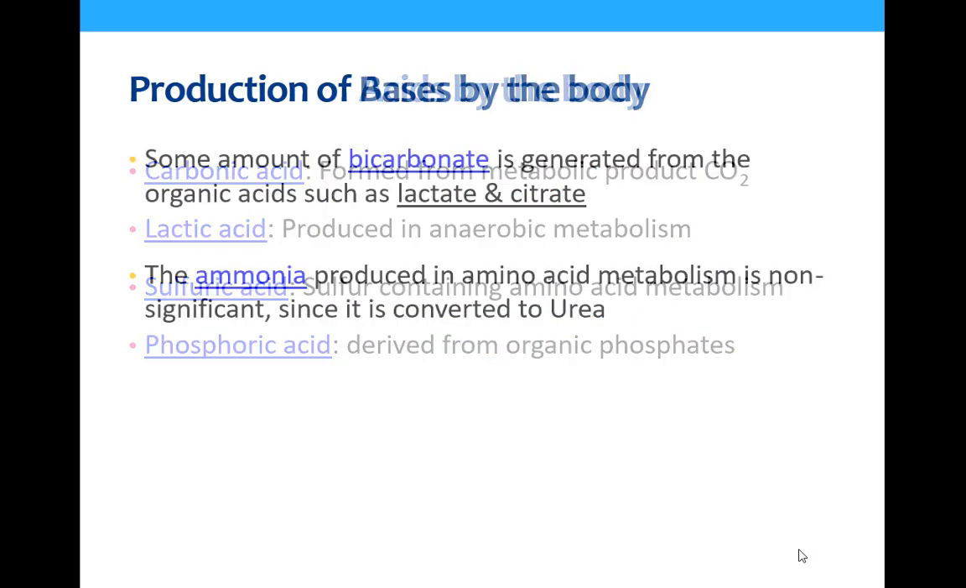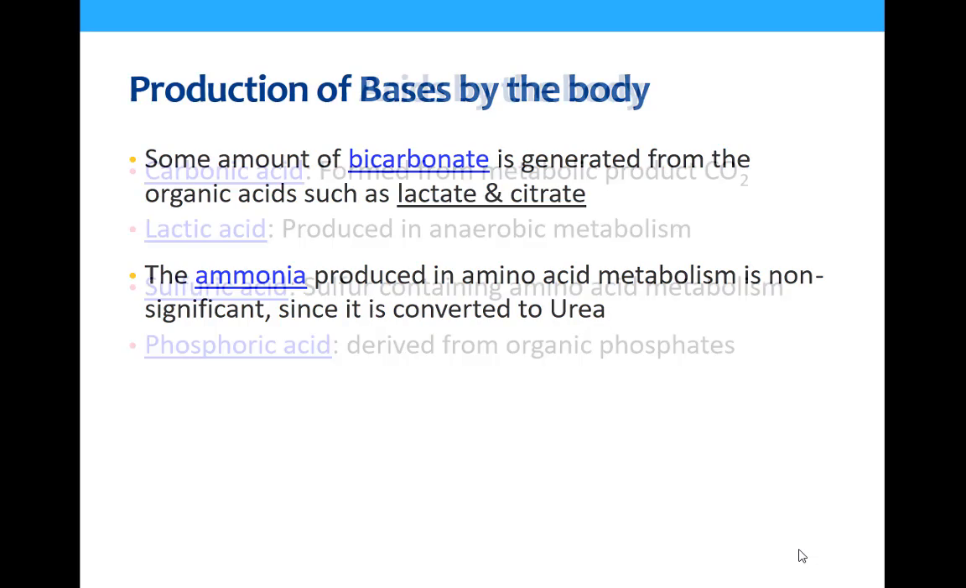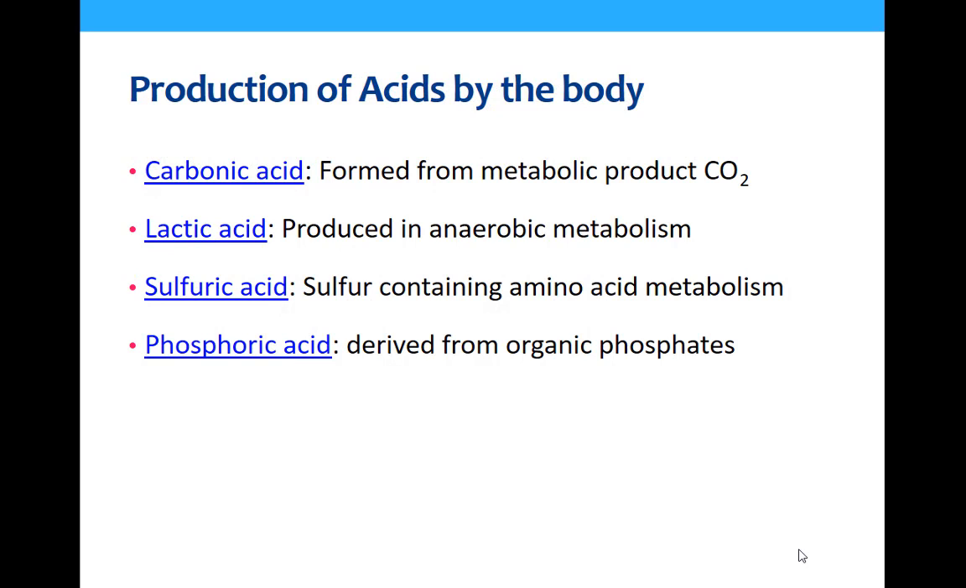Okay. There are also some bases, or alkalis, which are produced in the body. A small amount of bicarbonate, okay. Ammonia, which is produced by amino acid metabolism, is non-significant because it is quickly converted to urea. So as you can see here, basically our body is always living under the threat of acids rather than alkalis or bases. A very small amount of bases are produced, but a large amount of acids are produced every day.